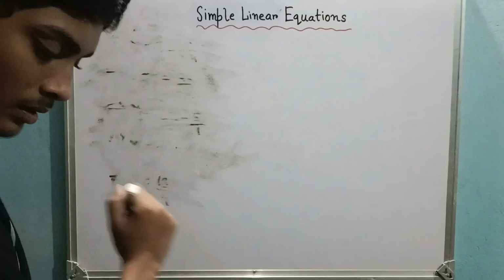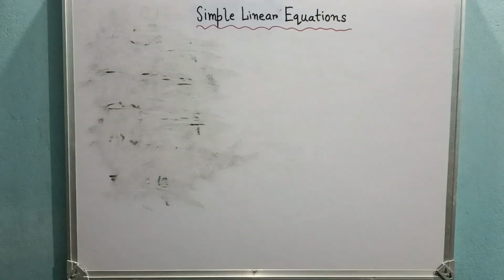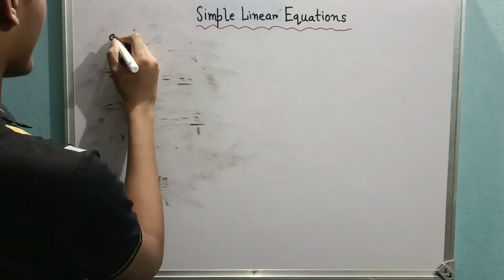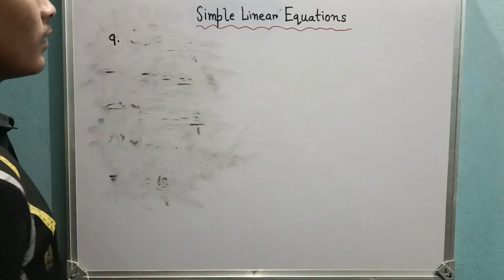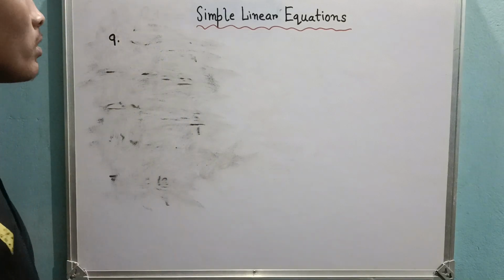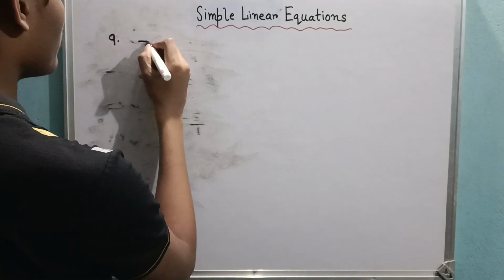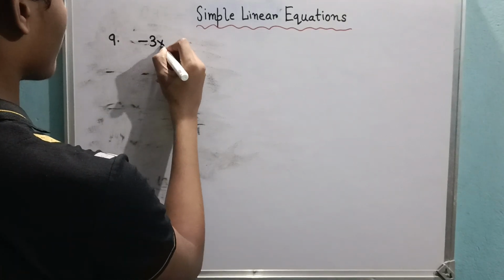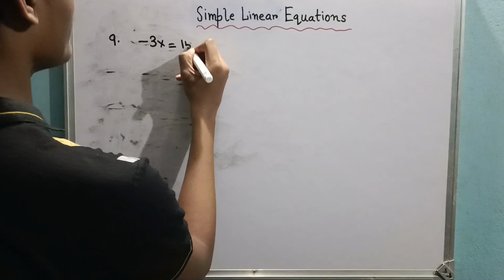Okay guys, so here let's get, this is a little good sum, I think. Number 9. Seemingly it will seem like that is so easy, but let's see. I will tell you why I am solving this sum for you. Minus 3x equal to 15.